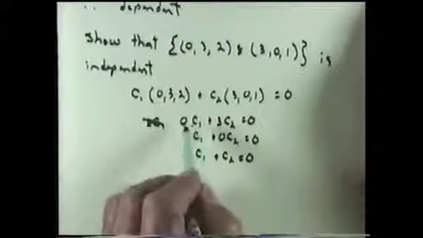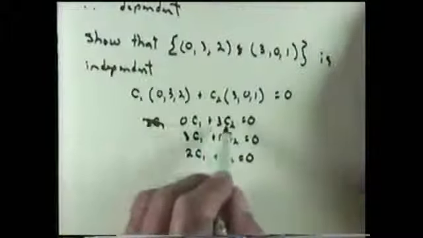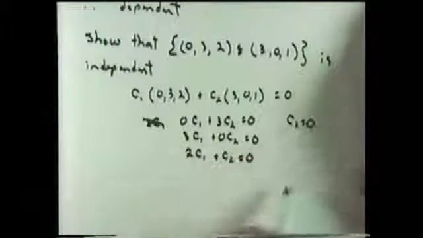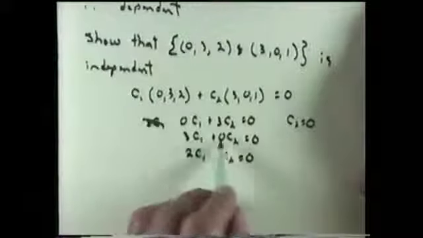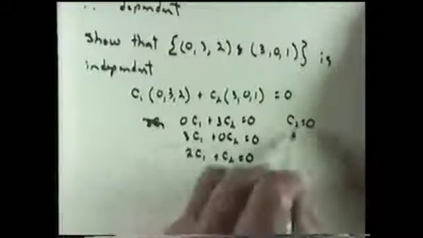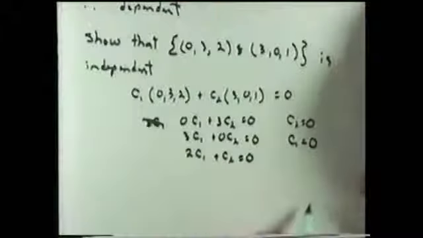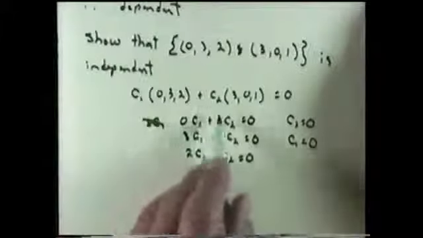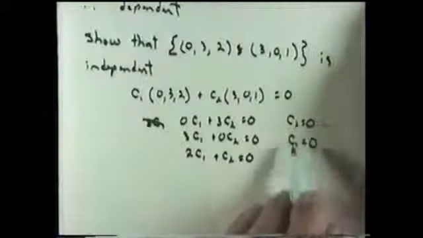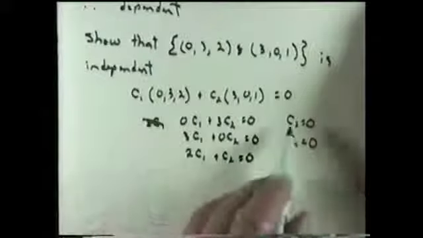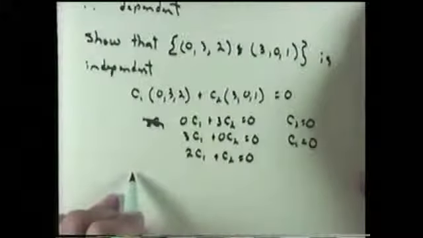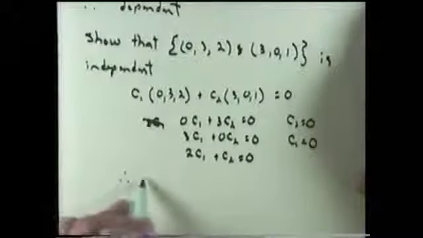Well, the only way 0 C1 plus 3 C2 can be 0 is for C2 to be 0. The only way 3 C1 plus 0 C2 can be 0 is for C1 to be 0. And of course, if C1 and C2 are 0, the last one is true. So the only solution to this system would be C1 equal to 0, C2 equal to 0. If the only solution would be the 0 value, then we have proven independence.